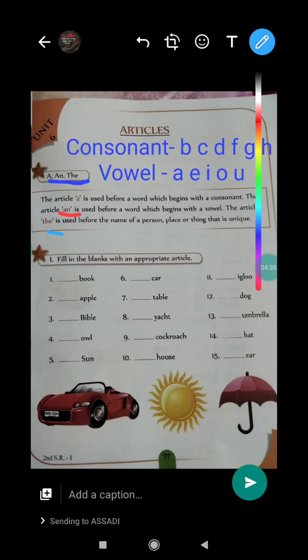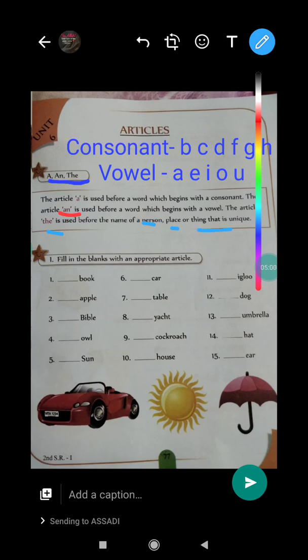The article the is used before the name of a person, place, or thing that is unique. Okay, if we are talking about something definite, then we have to use the article the. Usually we use the article the before the name of a person, place, or thing.